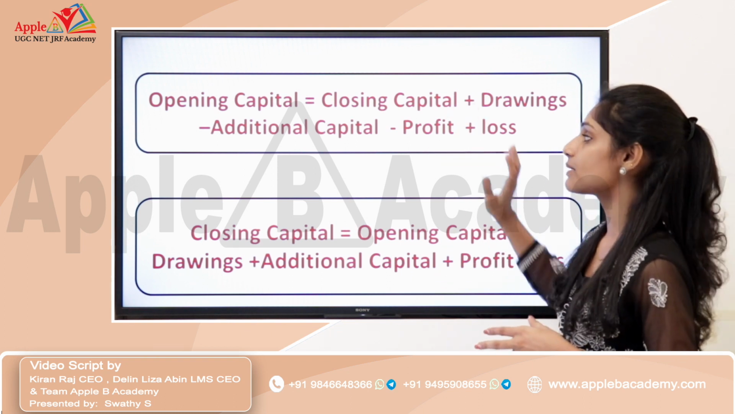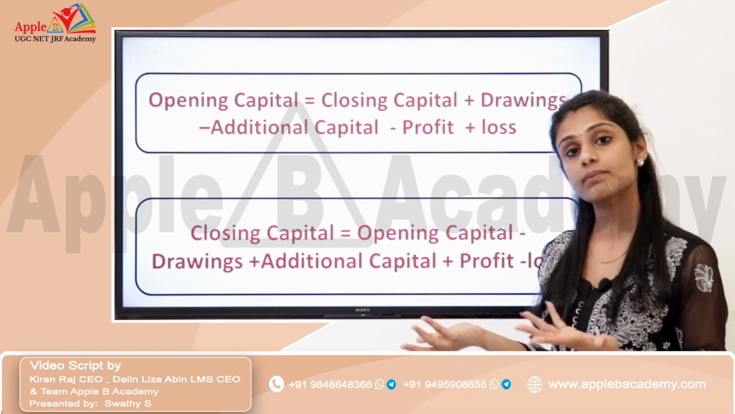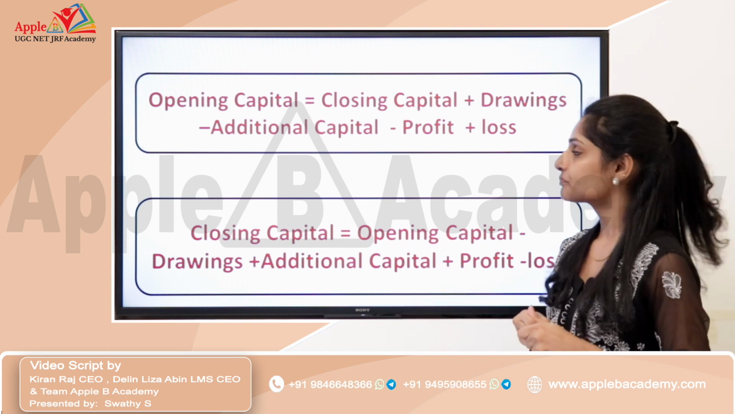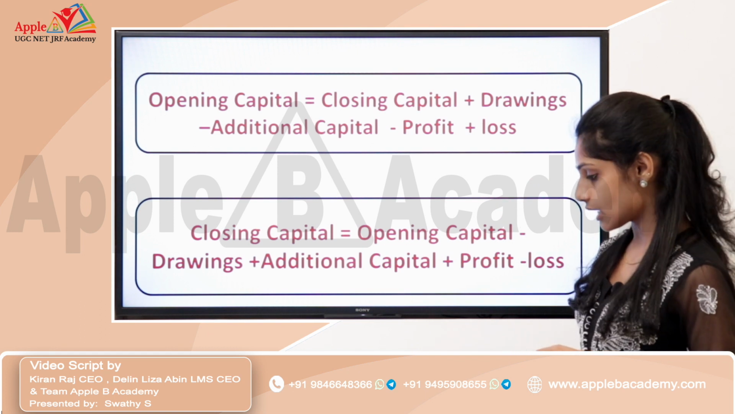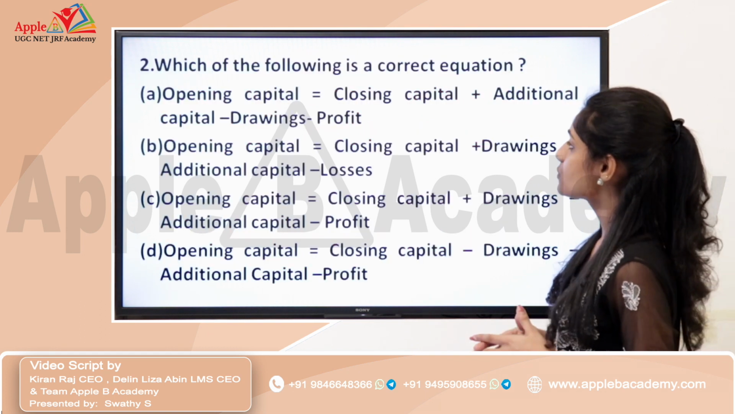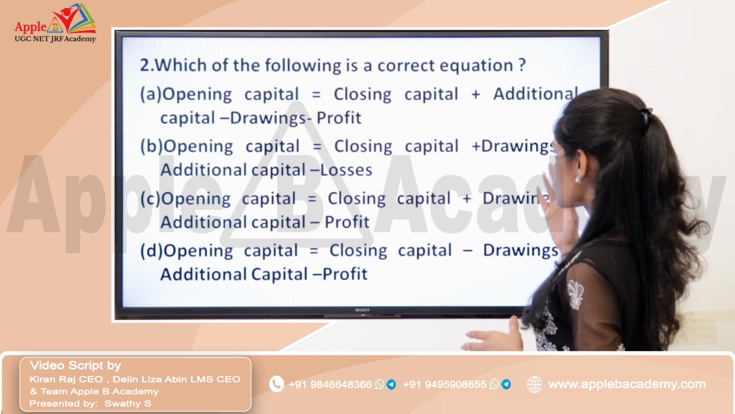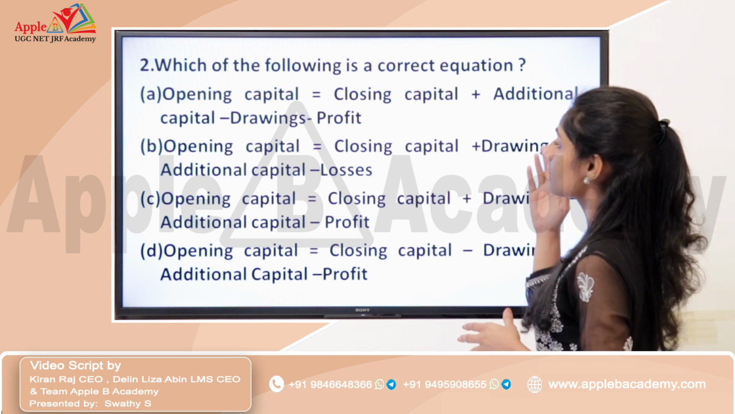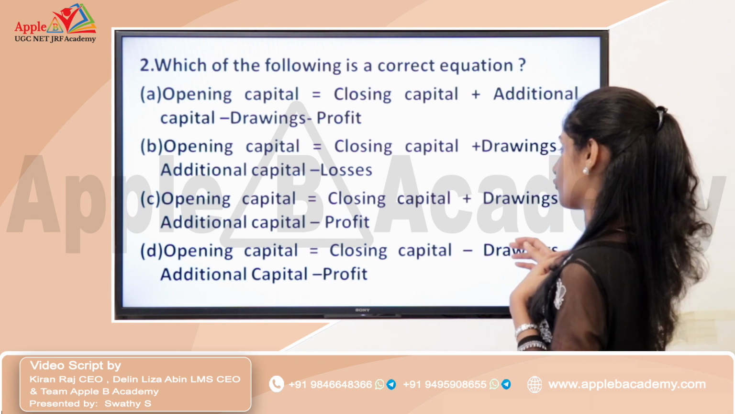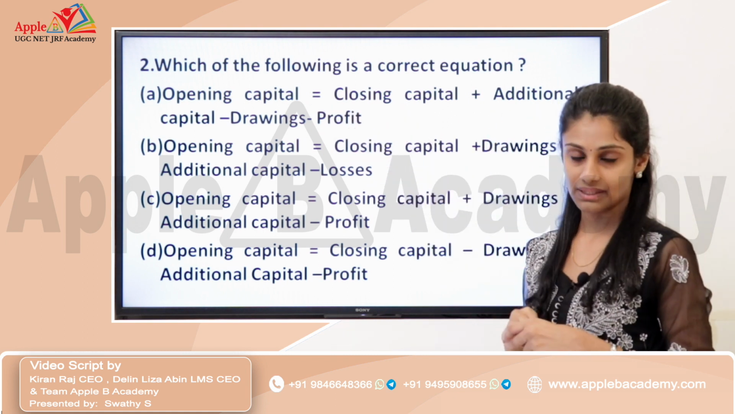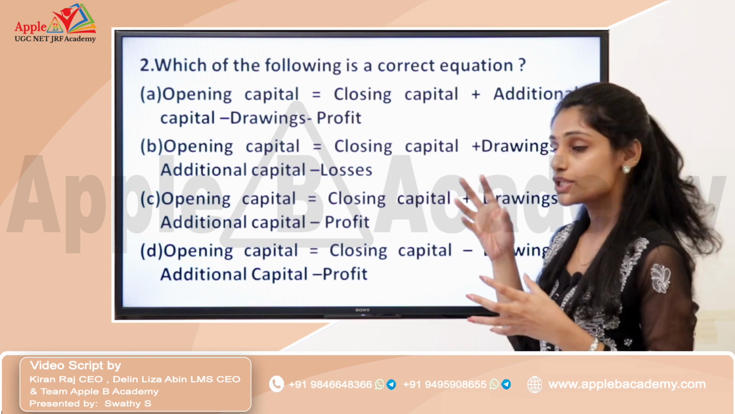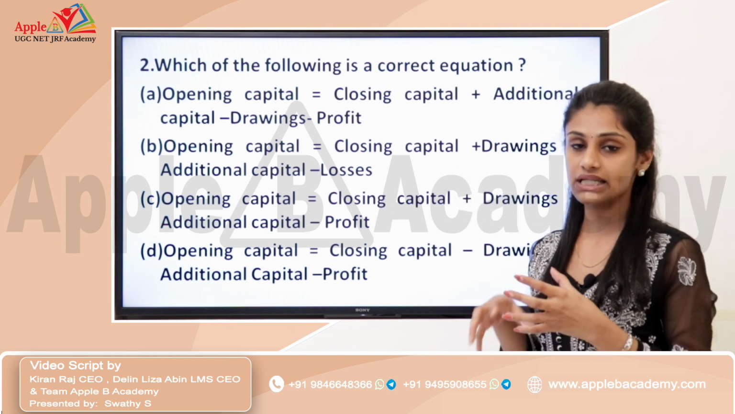So our question was about opening capital, so next time they may go for closing capital. So you should go for this also. Coming to opening capital, how can you calculate? See, coming to the options, opening capital is equal to closing capital plus additional capital minus drawings minus profit. So here we added additional capital in order to find opening capital. Is that correct? No. In order to find opening capital, you have to deduct additional capital.